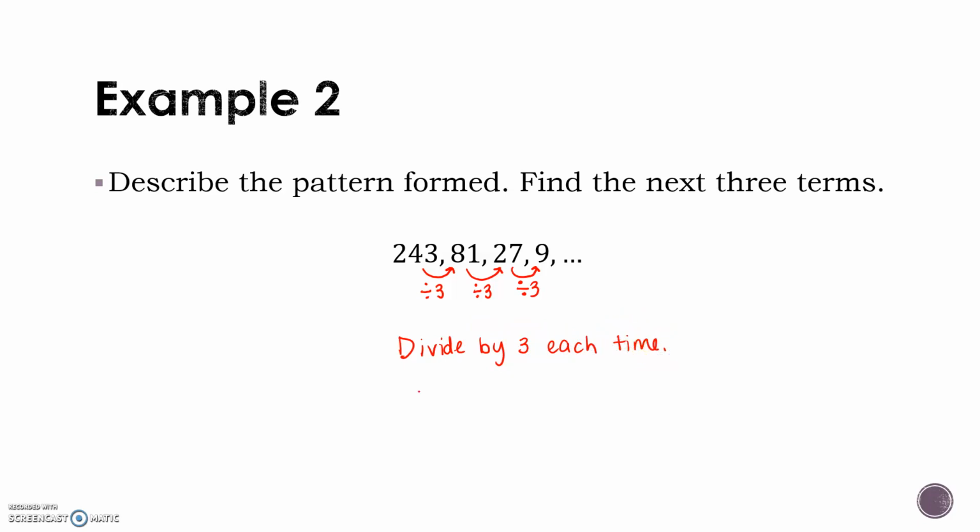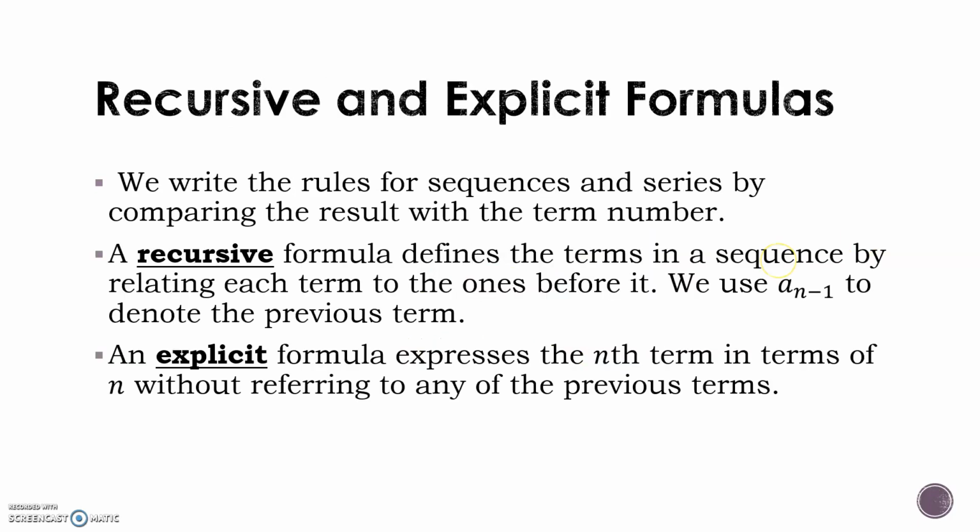And so then my next three terms, when I do 9 divided by 3, I get 3. 3 divided by 3, I get 1. 1 divided by 3, I get 1/3. And that's it. So there are two types of formulas that we're going to look at.